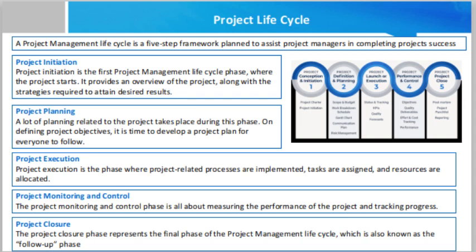Now, what is the project management life cycle? A project management life cycle is a 5-step framework planned to assist project managers in completing projects successfully. The primary competency of a project manager is to gain a thorough understanding of project management stages. Knowledge and planning for the 5 project management steps will help you plan and organize your project so that it goes off without any hitches.